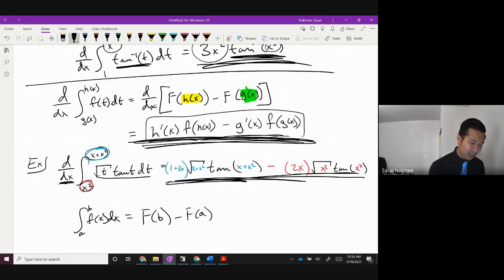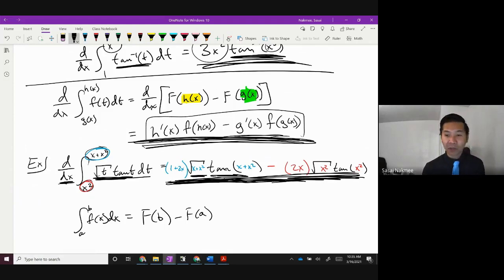Hopefully it did. If not, I'm going to put up some homework problems for you guys to practice this and try this out for yourself. But that's it. This is your answer. It's the function you're dealing with, the square root of t, tangent of t, evaluated at these points, subtracting, of course, because the fundamental theorem of calculus subtracts the b minus a. And then don't forget to chain rule what your b and what your a is. And you're done.